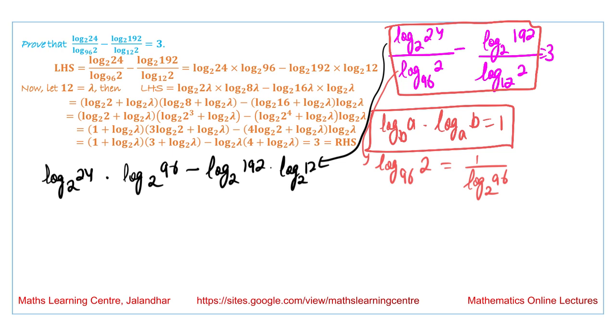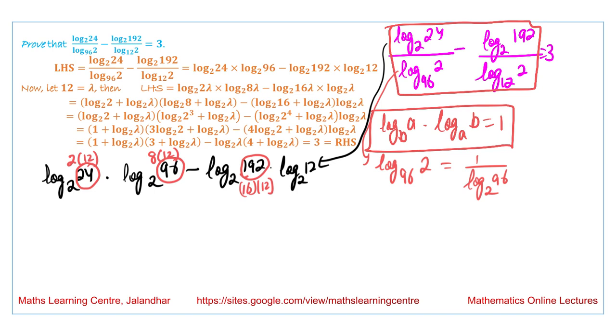Now all these terms we can see, this 24 is a multiple of 12, it is 2 into 12. This 96 is a multiple of 12, it is 2 into 8 into 12, and 192 is also a multiple of 12 and it is 16 into 12.